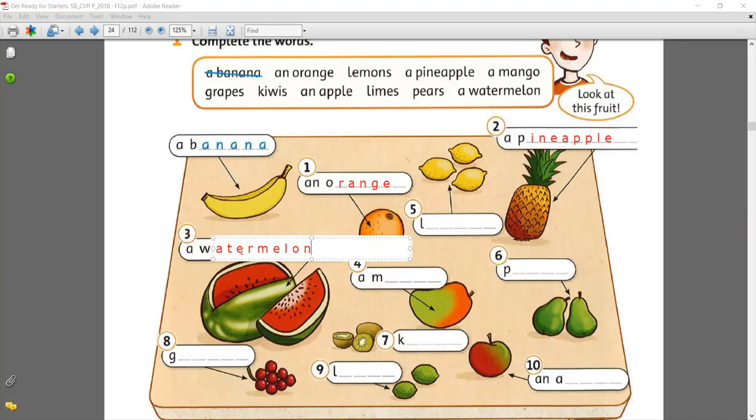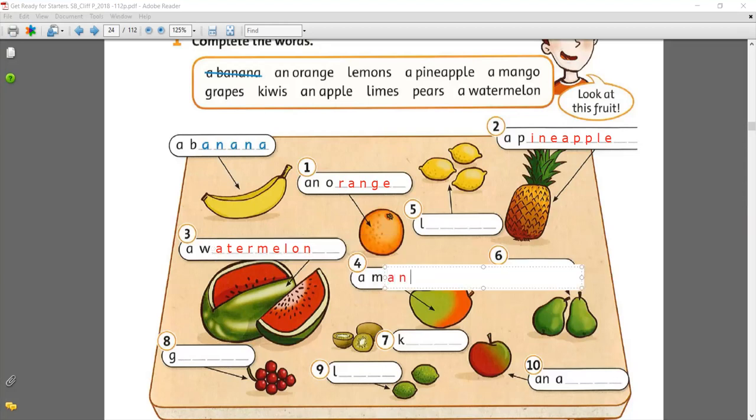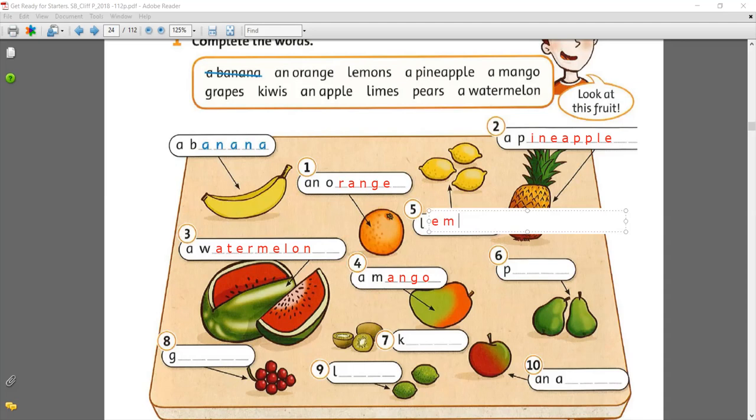Next one, watermelon. Water, W-A-T-E-R. Melon, M-E-L-O-N, watermelon. Number four is mango, M-A-N-G-O, mango. Number five, lemon, L-E-M-O-N, lemon. Number six, pears, P-E-A-R-S, pears.